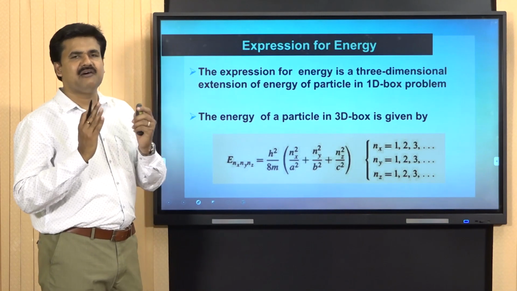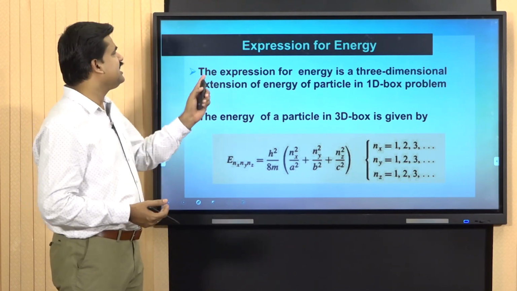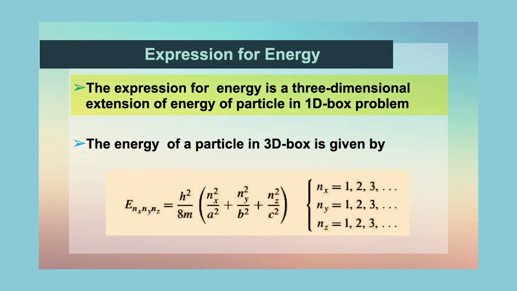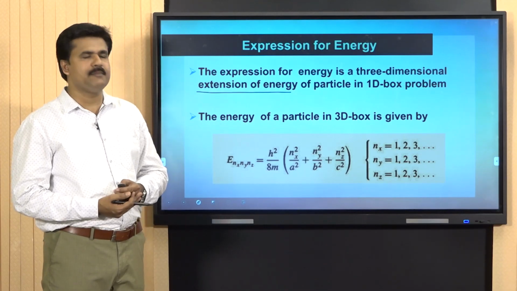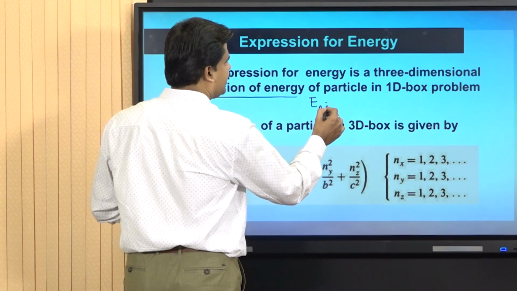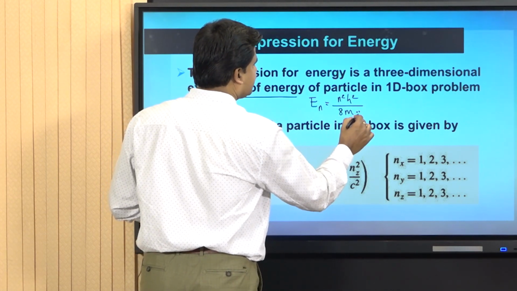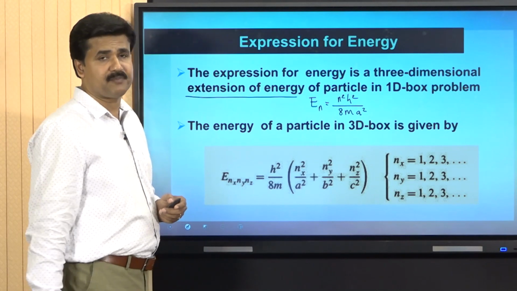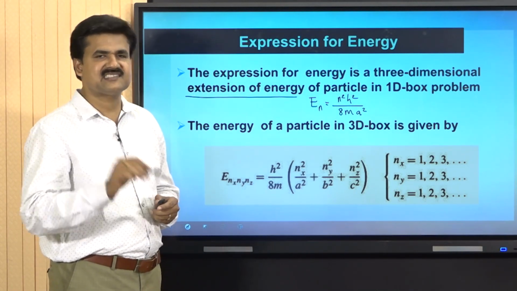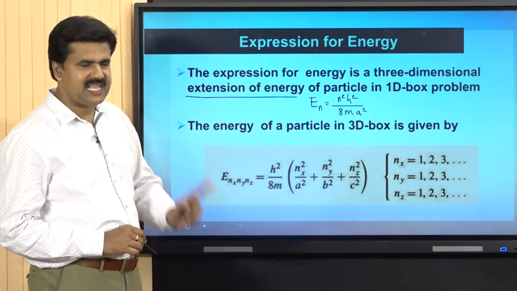Now, we have to move to the expression for energy. The expression for energy is a three-dimensional extension of the particle in a 1D box problem. In the case of the particle in a 1D box problem, we simply learned that energy En is equal to n square h square divided by 8 m a square, where a represents the distance along the x direction.